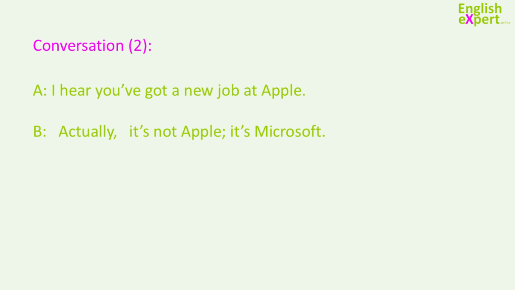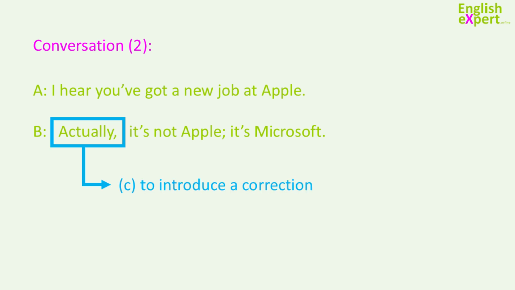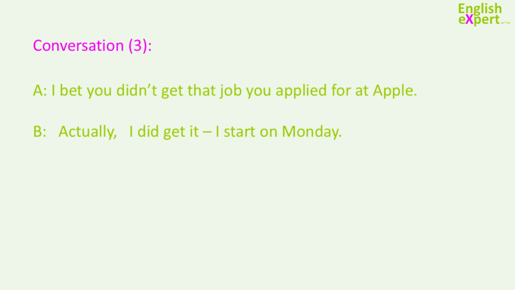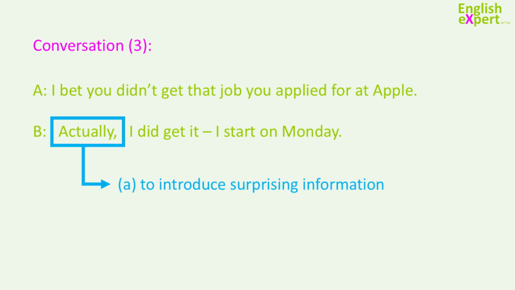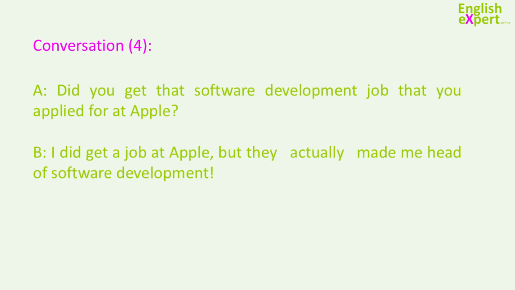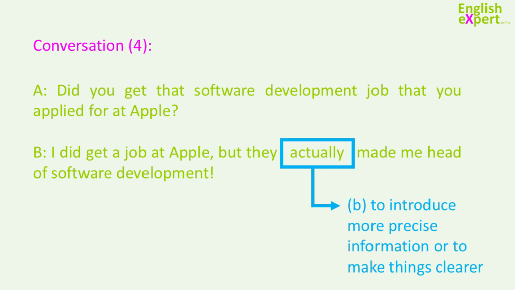Conversation 2 matches with use C to introduce a correction. Conversation 3 matches with use A to introduce surprising information. Conversation 4 matches with use B to introduce more precise information or to make things clearer. So, what's happening in conversation 1?